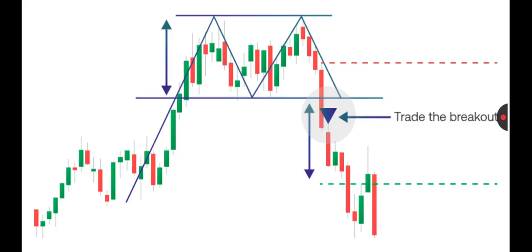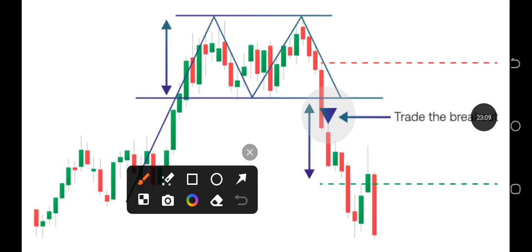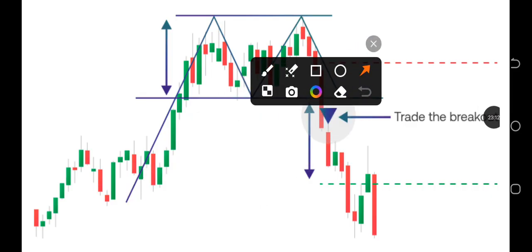Another thing you need to look out for is this. Anywhere you see buyers entered or sellers entered, that level is a support level. You can see this is just one green candle. That area is called a support area. This is one single red candle, it is called a resistance area.